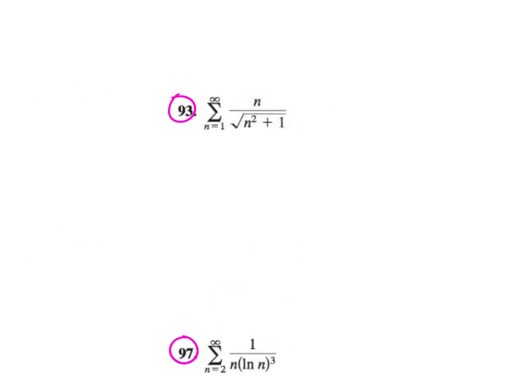What do we got going on in 93? What is a good way to find 93? You could do the limit. I thought about it differently, but yeah.